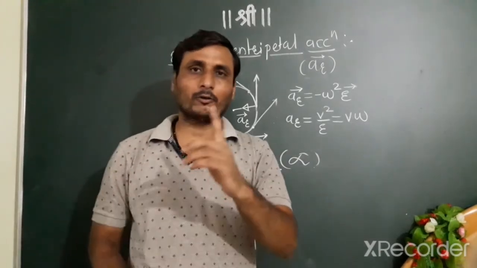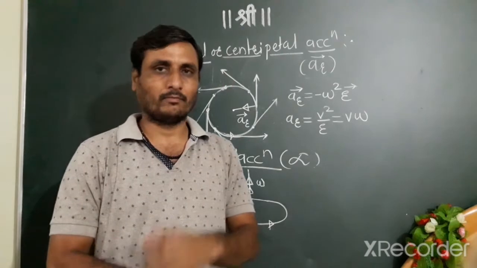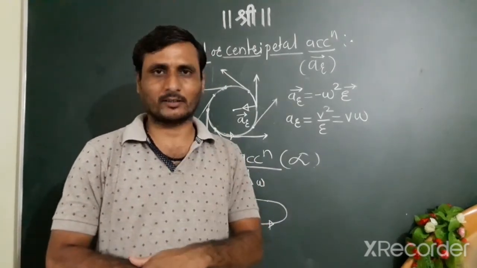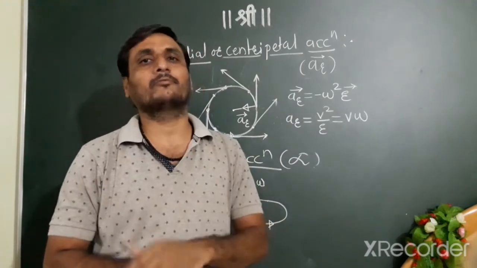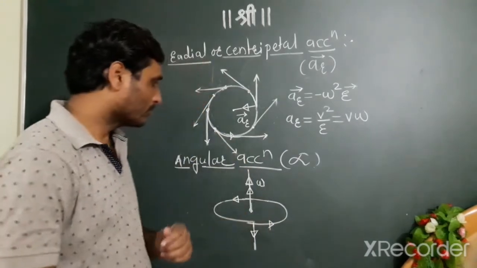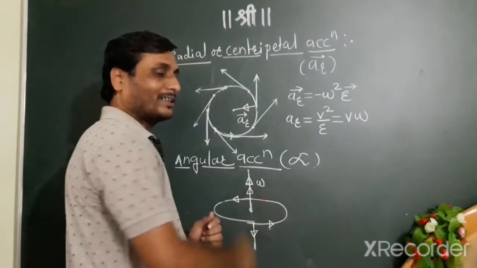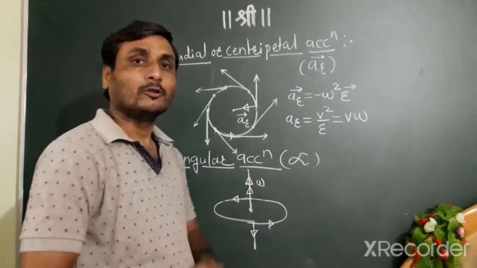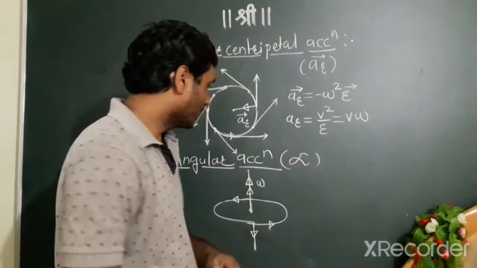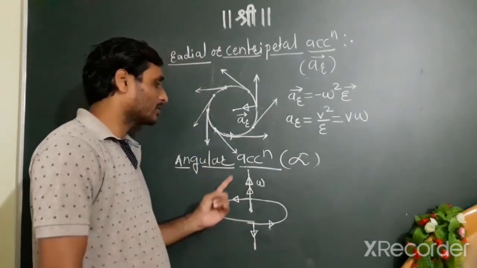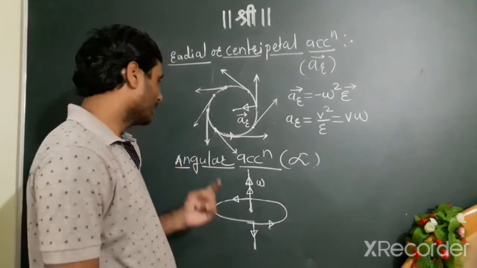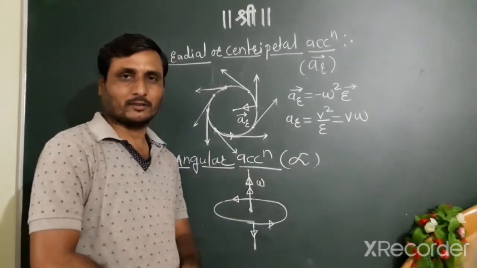Students, in non-uniform circular motion, we know that the speed of the particle changes at every instant. Therefore, it is called non-uniform circular motion. Now, if the speed of the particle is changing, then the corresponding angular velocity should change. Then the acceleration which is responsible for the change in angular velocity is called angular acceleration.